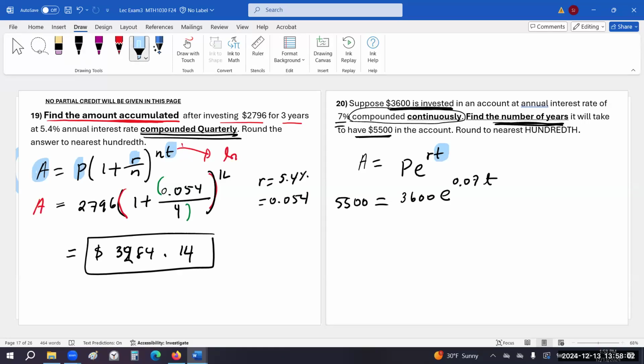Okay, so we want to make this ln because we want to apply ln. So divide by 3,600. This cancels out. We have 55 over 36 equals e to the 0.07t.